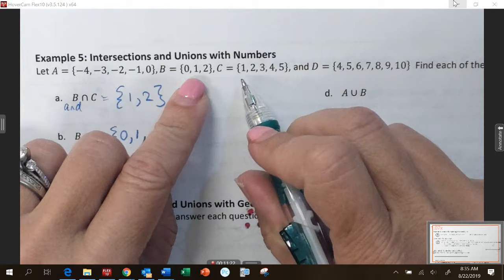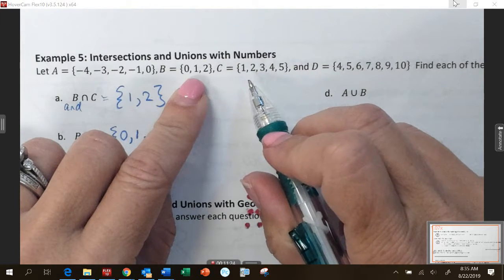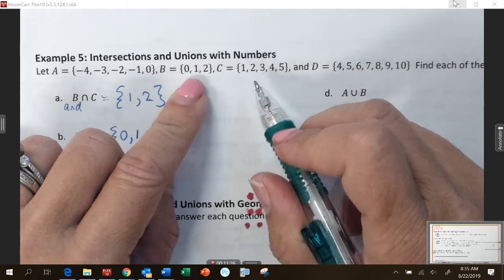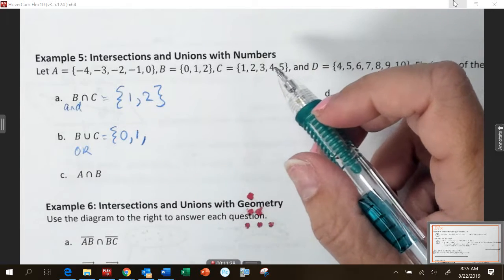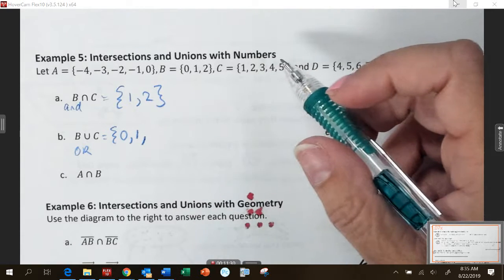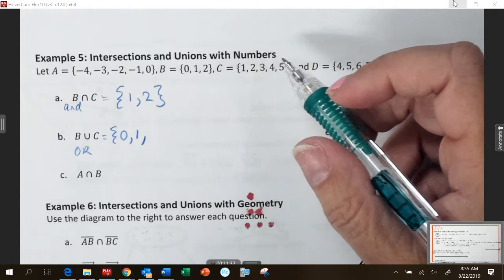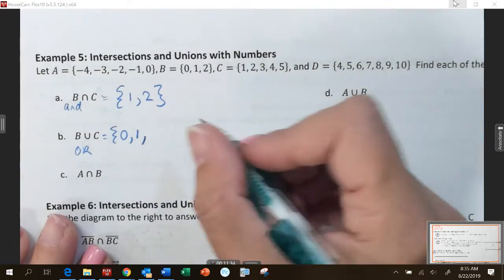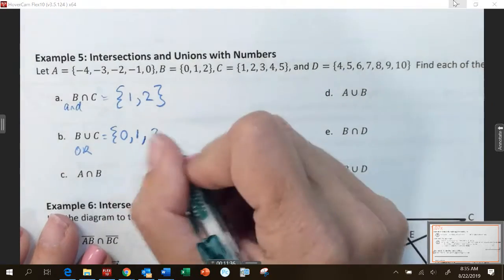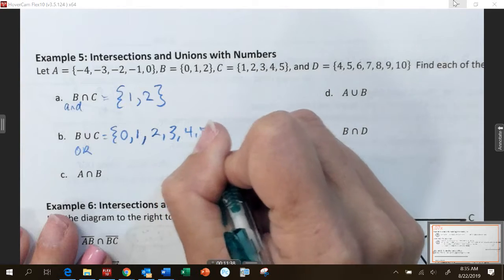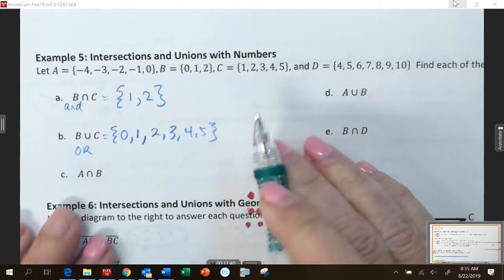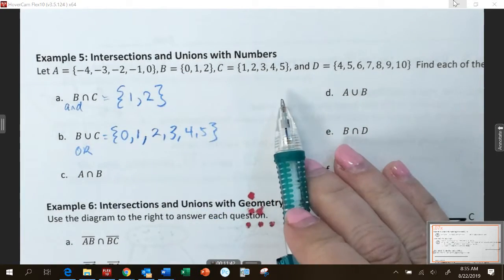There's 2 ones. Should I list 1 twice? No. If it's in it, it's in it. You don't have to repeat. It doesn't matter how many times it's in there. So we just list 1, and then a 2, and then a 3, and then a 4, and then a 5. Those are the numbers in either set.